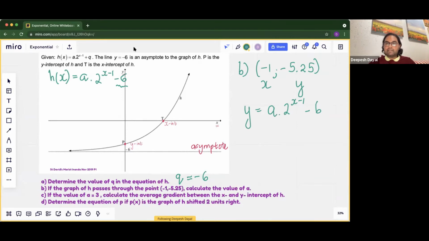You can just type in the chat and let me know what you get for the value of a, given that it passes through the point minus 1 and minus 5.25. Jolene, welcome.